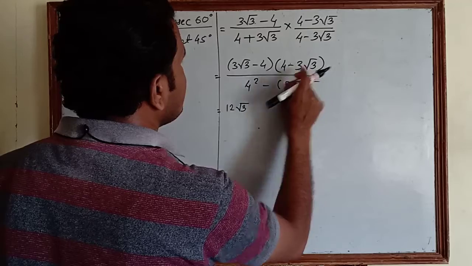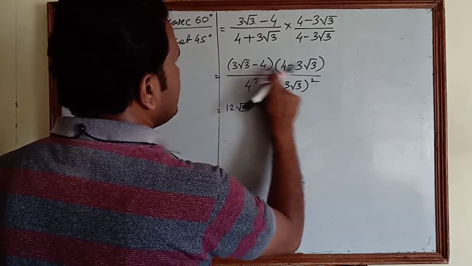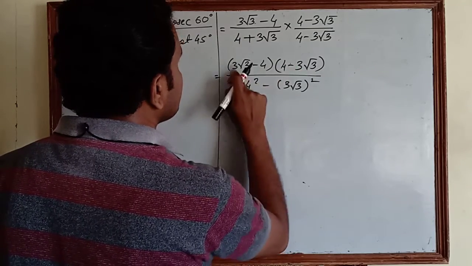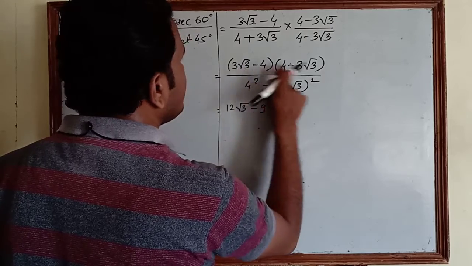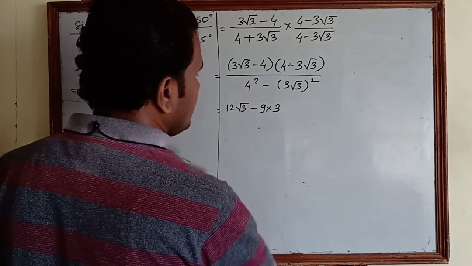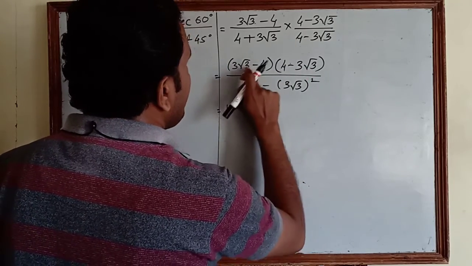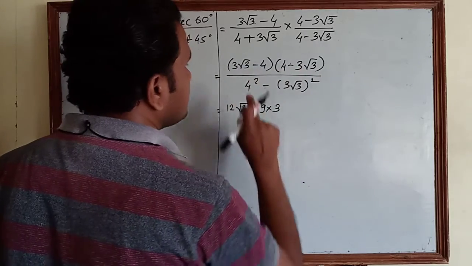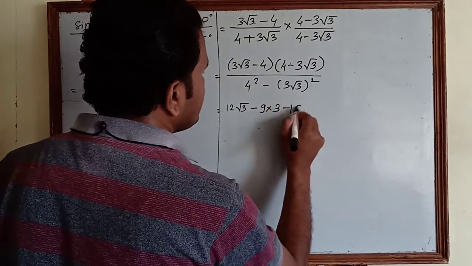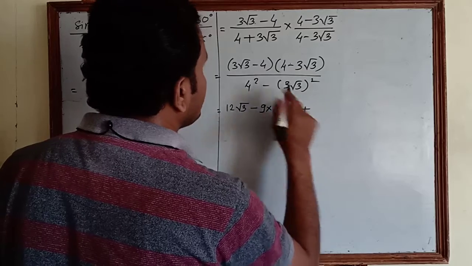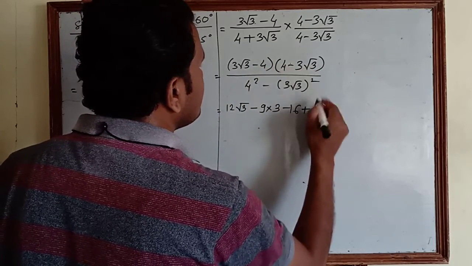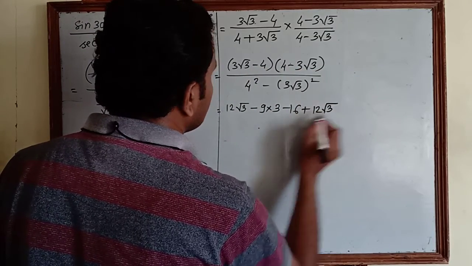3 root 3 minus 3 root 3. See, 3 root 3 minus 3 root 3, minus 3 3s are 9. Root 3 into root 3, 3. Okay. Now first into first, first into second, second into first: 4 4s are 16. Minus into minus plus, 4 into 3, 4 3s are 12 into root 3, 12 root 3.